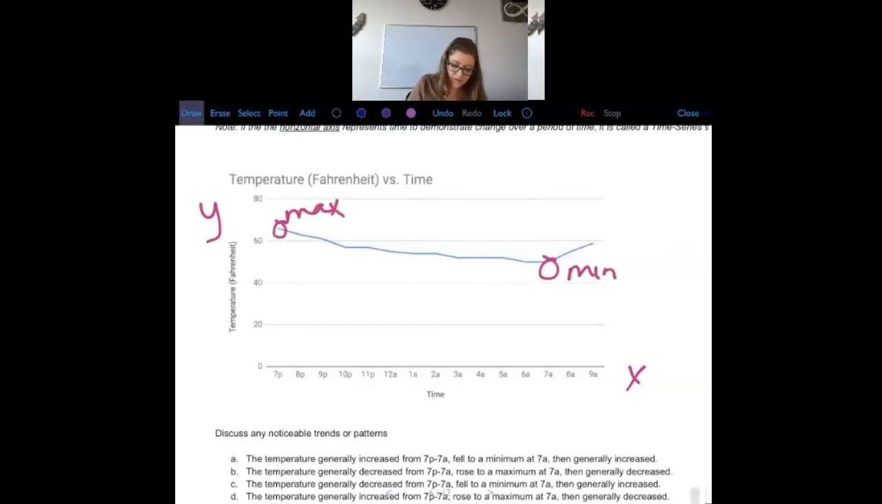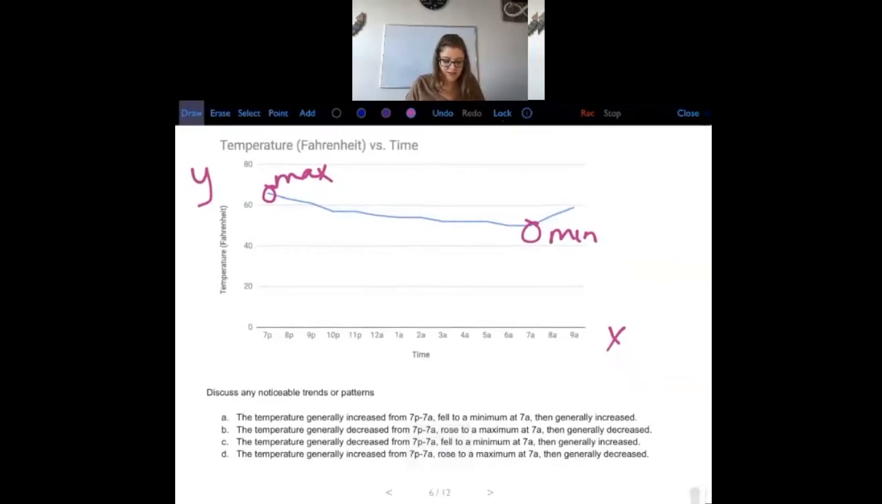Okay, so what we can do is we can use this chart to answer some questions about patterns or trends. So let's go through each one of these and talk about whether it's correct or not. The temperature generally increased from 7 p.m. to 7 a.m. Let's see if that's true. So 7 p.m., 7 a.m. If I look at the graph, it's going down. So no, it's decreasing from 7 p.m. to 7 a.m. So anything that says increase from 7 p.m. to 7 a.m., I'm just going to get rid of now.